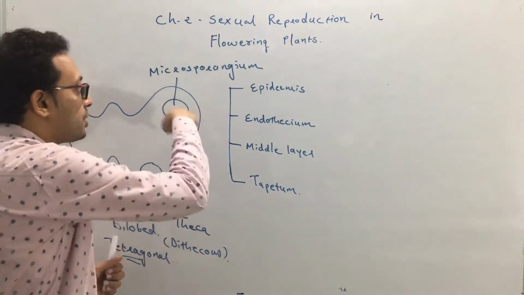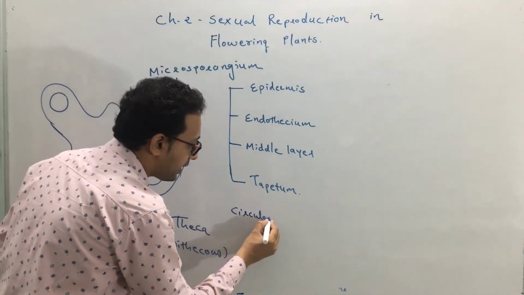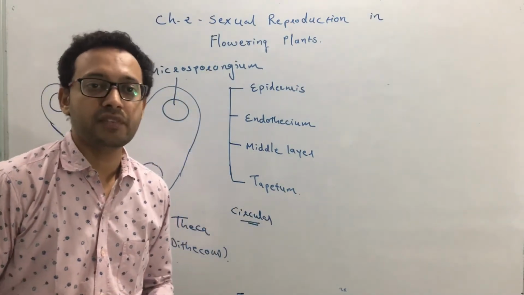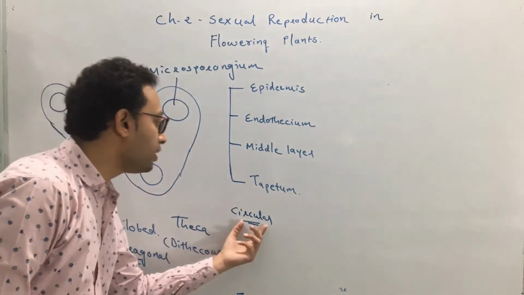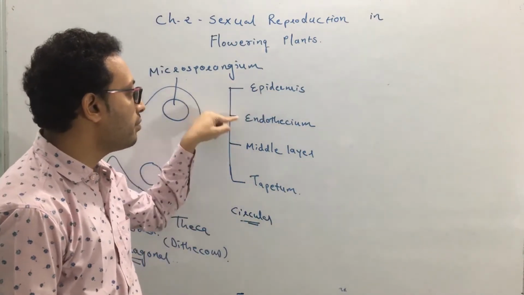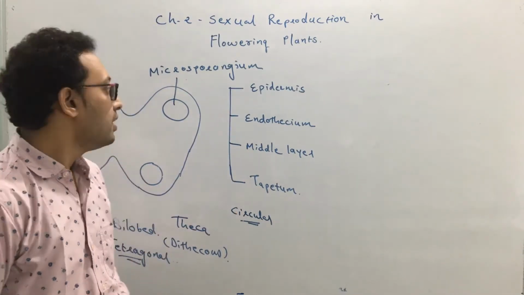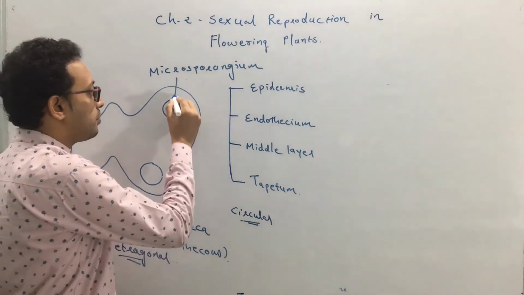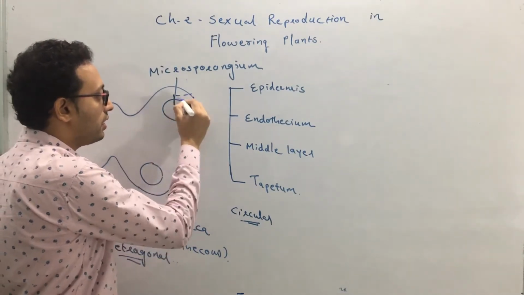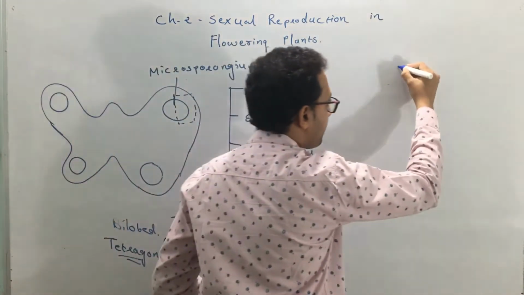If you see the shape of this microsporangium, it is circular in outline. Specifically, when you observe it in a transverse section, it looks like a circle, and it contains these 4 layers: epidermis, endothecium, middle layer and tapetum. Now I will draw the structure. This is the first layer, second layer, third layer and fourth layer.